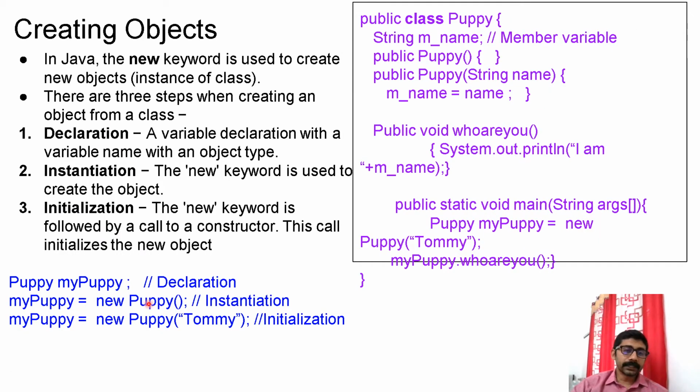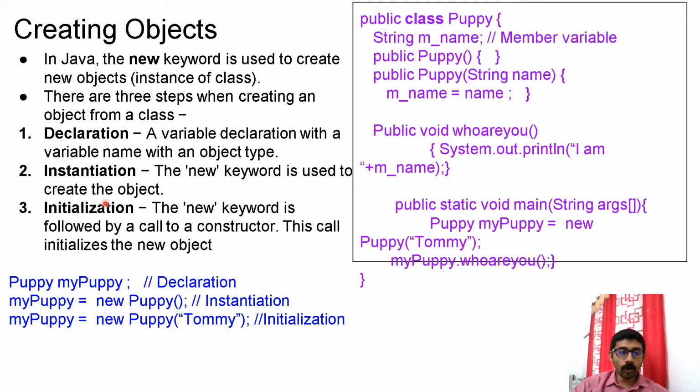So creating objects. In Java, the new keyword is used to create new objects. To create an object, you have to use the new keyword. There are three steps when creating an object from a class. Declaration: a variable declaration with a variable name and an object type, means you have to mention the type of the variable. Then instantiation, that is the step where you are actually creating the instance. The new keyword is used to create an object or the instance of your class.